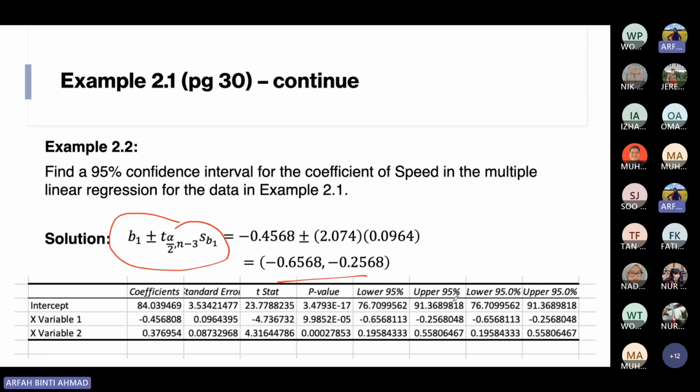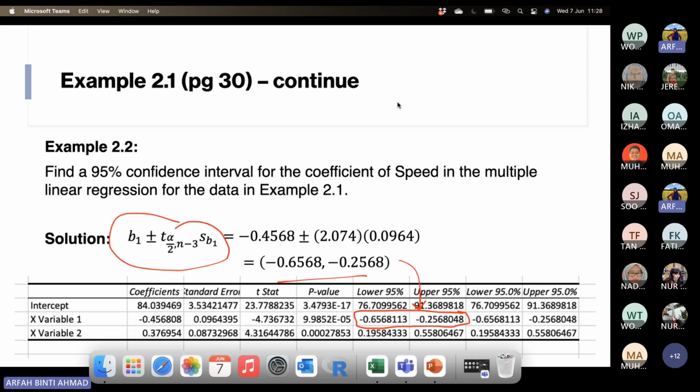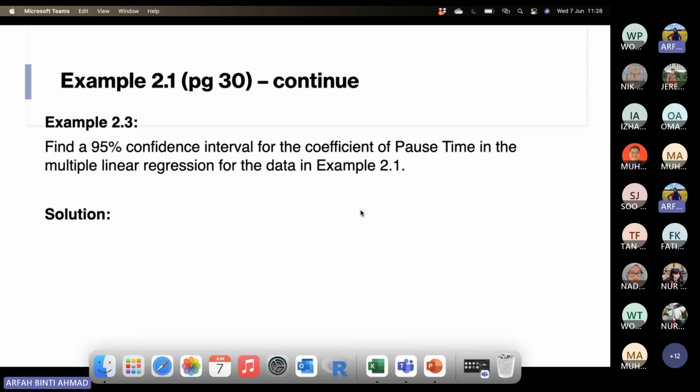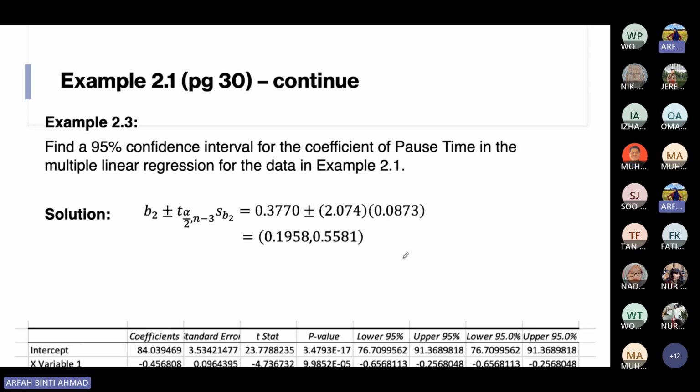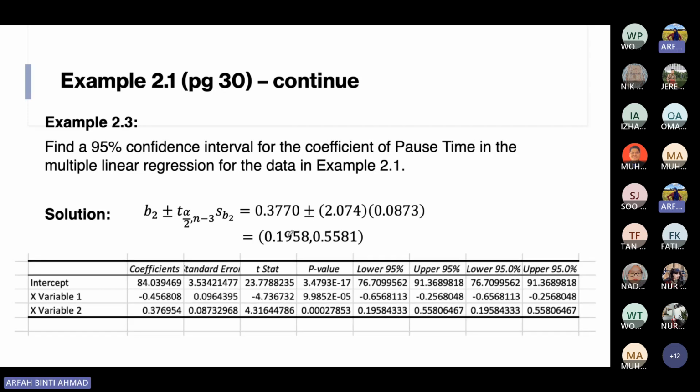Or by using Microsoft Excel, you will get the confidence interval. You don't have to calculate, everything is there. You don't have to use manual calculation, you will automatically get the confidence interval for the coefficient B1. Then the same goes for the confidence interval for B2. If you're using the formula, substitute in there, or automatically you will get it from the output. This one, 0.9 and 0.551.